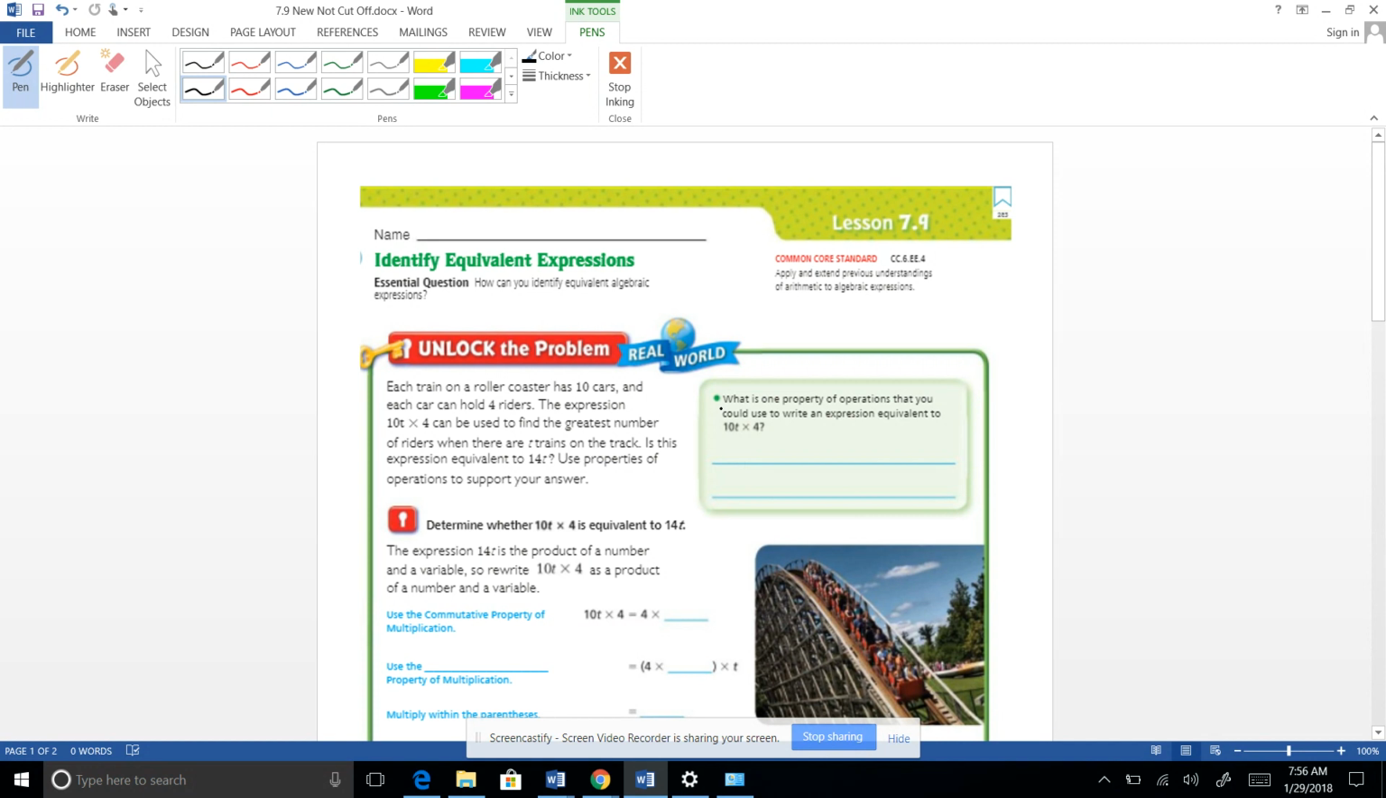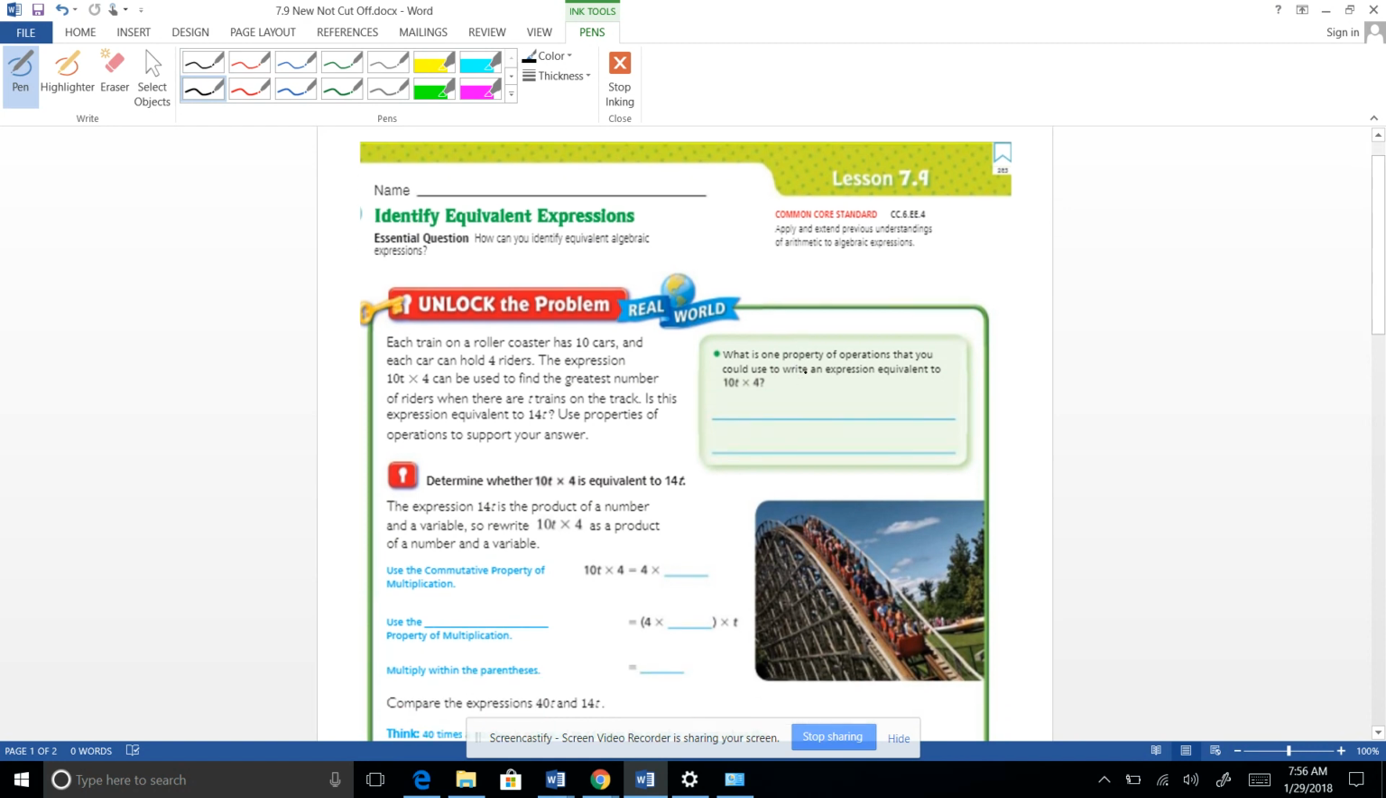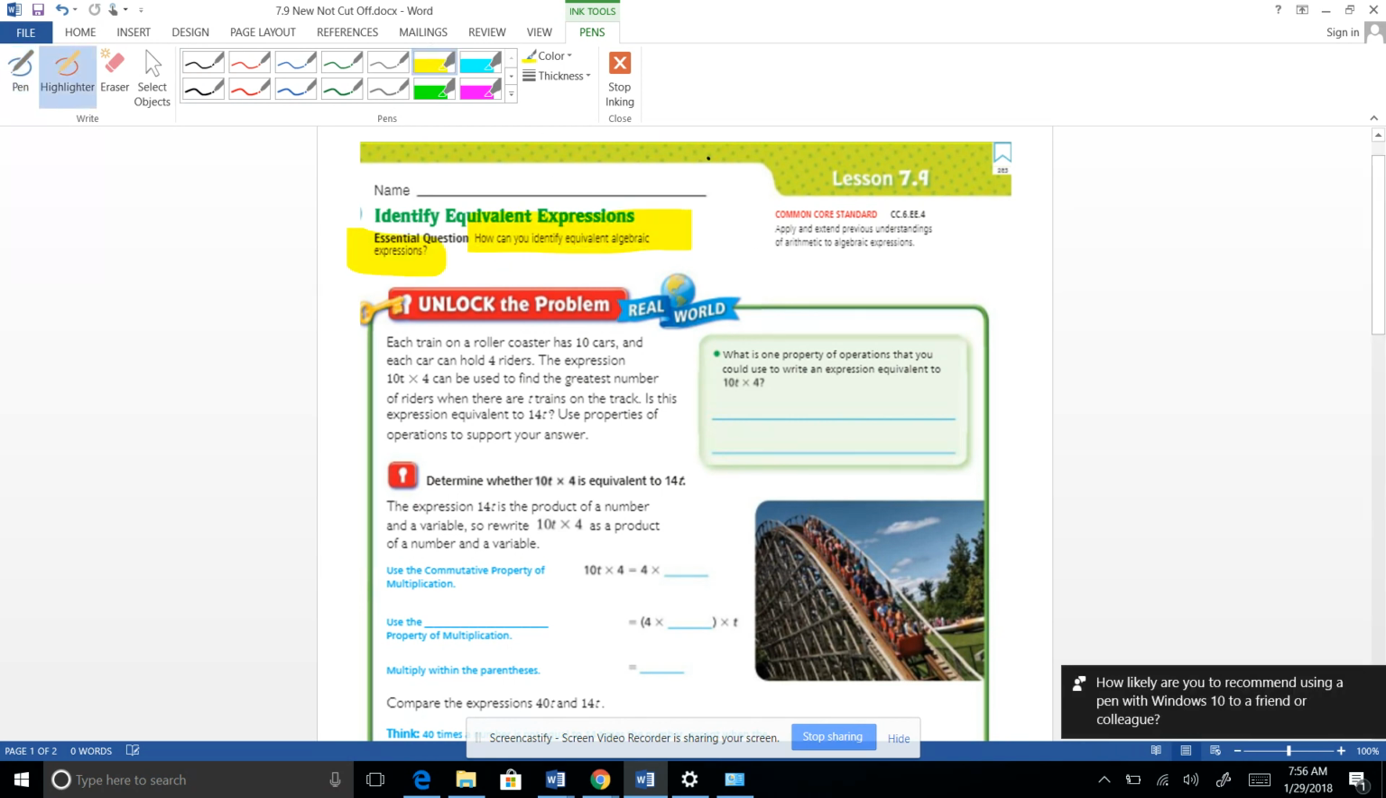So if you need that insert or your notes on the different expressions, it might be helpful to have it out. Okay, the essential question reads, how can you identify equivalent algebraic expressions? Let me just annotate that for a moment.